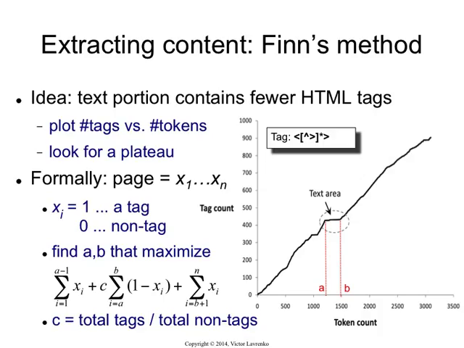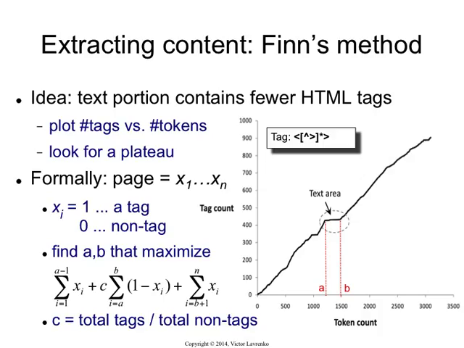Now, you'll notice that I have a little constant c here. That constant is the slope of the line. It's the total number of tags divided by the total number of non-tags. Well, it's not the slope, but it's related to the slope. And there is a strong reason why you need it.